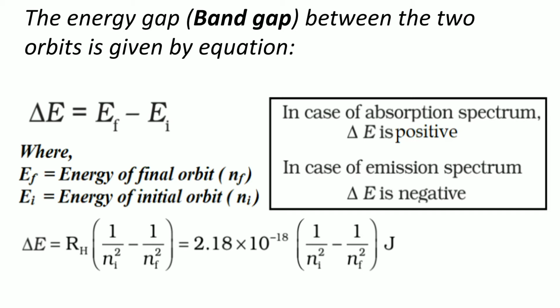The formula for delta E is given here, that is RH, the Rydberg constant, multiplied by 1 upon Ni square minus 1 upon Nf square, and in terms of joules it is 2.18 into 10 to the power minus 18 multiplied by 1 upon Ni square minus 1 upon Nf square. So this is the formula for the calculation of the energy difference between the final orbit and the initial orbit.